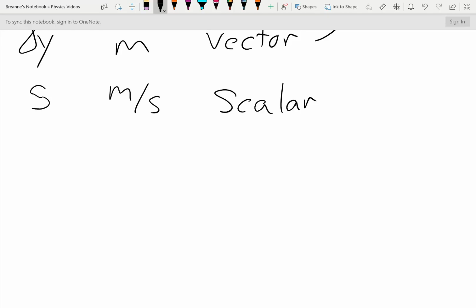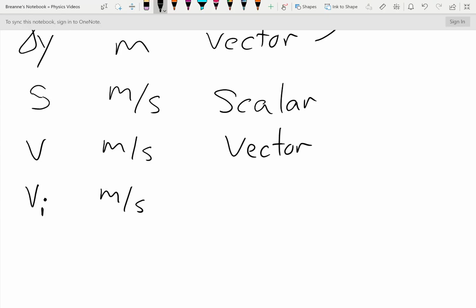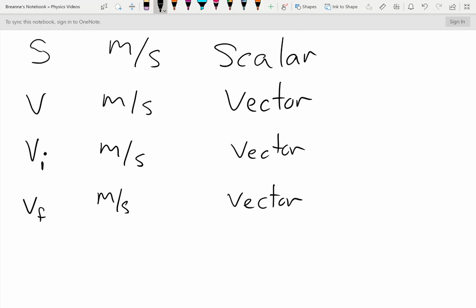On the opposite side, we have velocity. Our velocity is measured in meters per second, but it is a vector. Speed is just magnitude. Velocity is a vector. You can be more specific and say velocity in the initial direction. You just put a little sub i. It's still measured in meters per second, and it is still a vector. And you can do velocity final, which just has a little sub f, and it's still measured in meters per second, and it's still a vector.